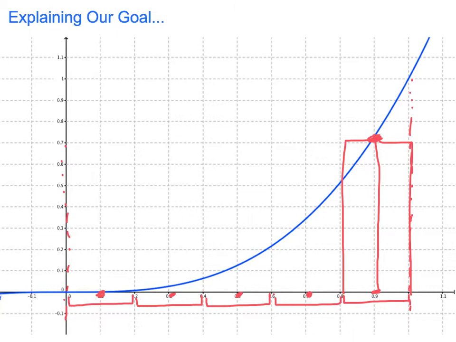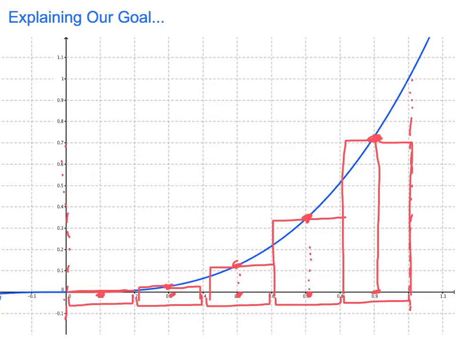Same thing with 0.7, you'll see that that y value is about right there, and so I'll make that rectangle. And we can do that for each of these subintervals, 0.5, 0.3, and then of course 0.1 is barely visible, but there is a little rectangle there.